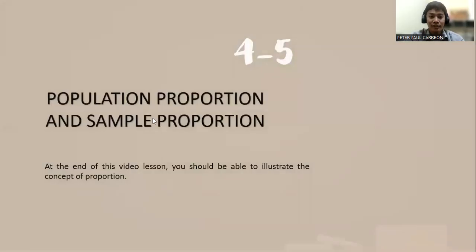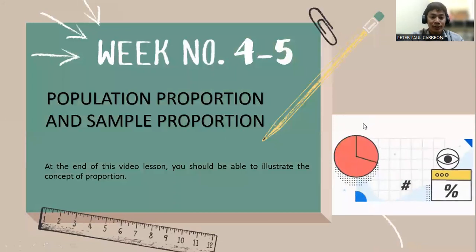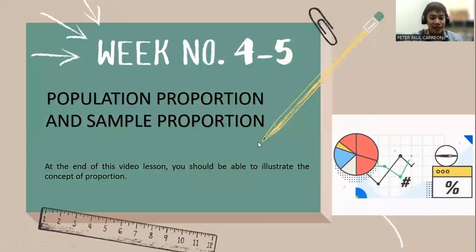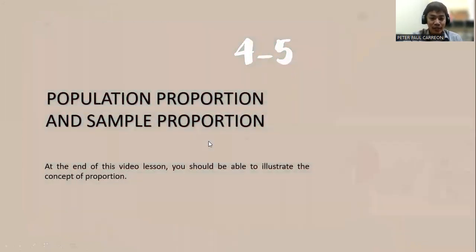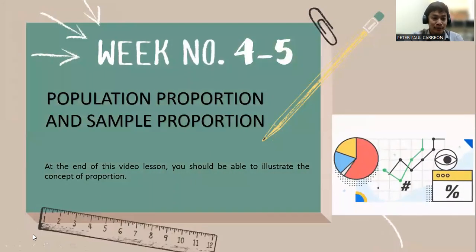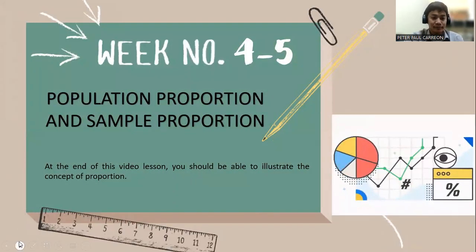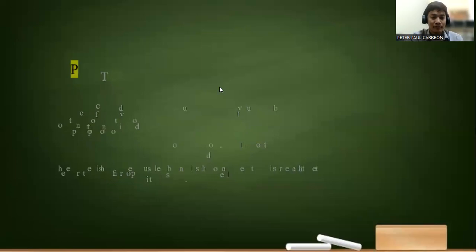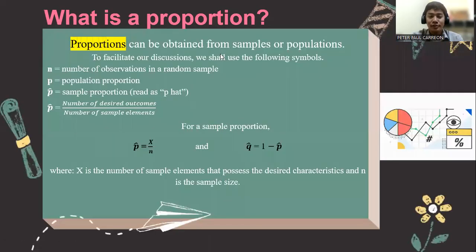For today's discussion, we will talk about population proportion and sample proportion. At the end of this video lesson, you should be able to illustrate the concept of proportion. So what is a proportion? Proportions can be obtained from samples or populations.